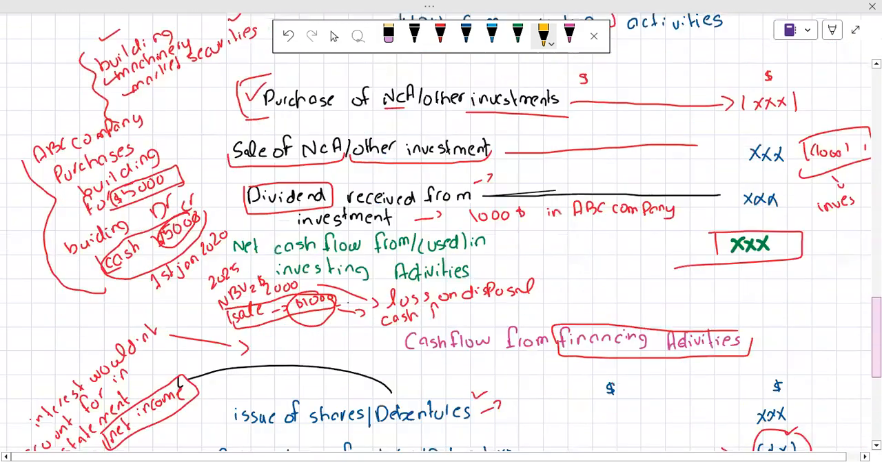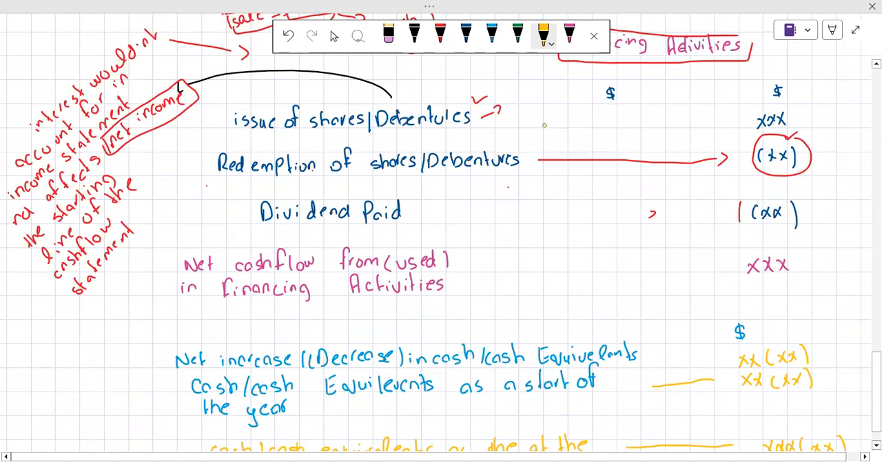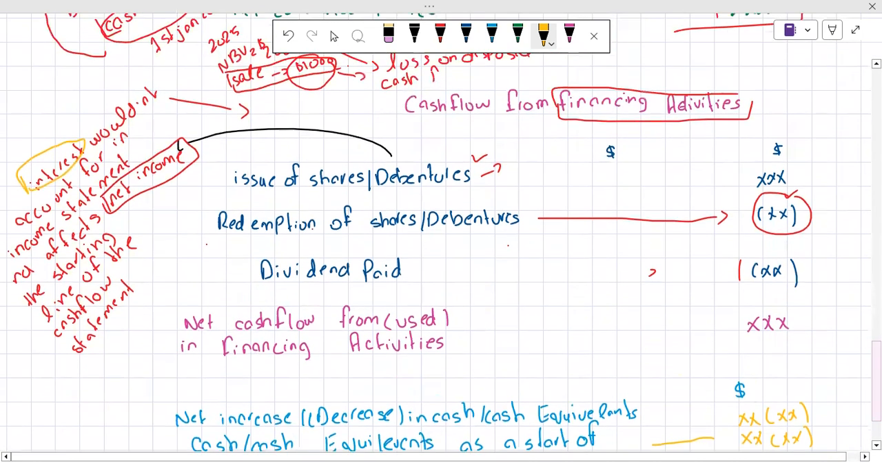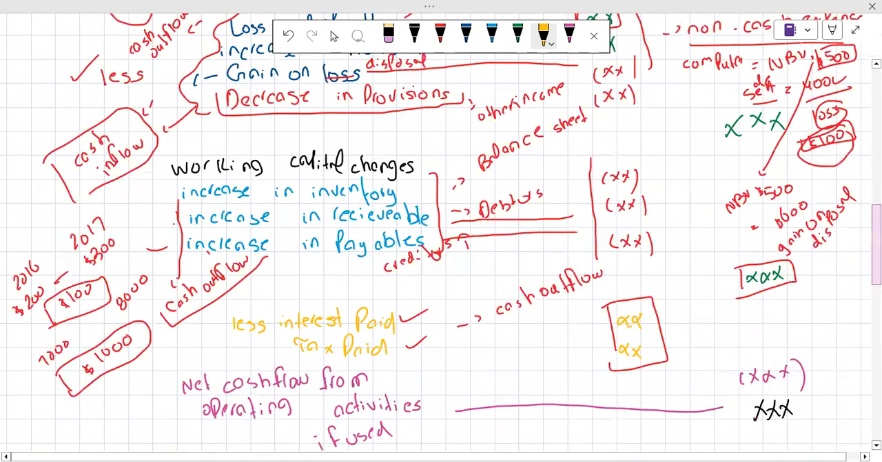Okay, so many students get confused, like why we are not deducting interest from cash flow from financing activities, when we are taking out some bank loans from the bank. So why are we not deducting the interest amount from cash flow from financing activities? So why is it like that? It is just because of this.